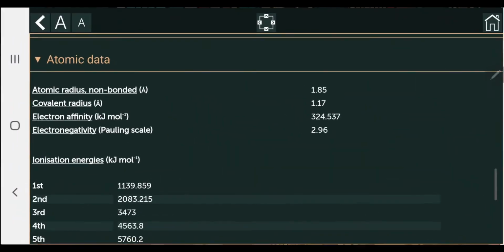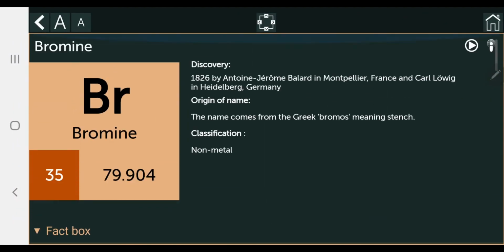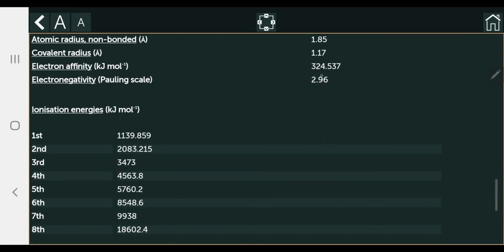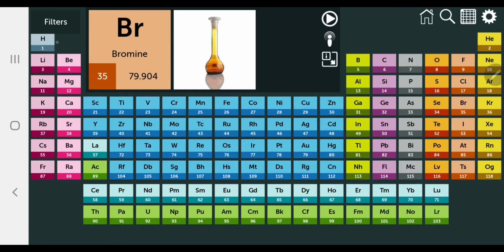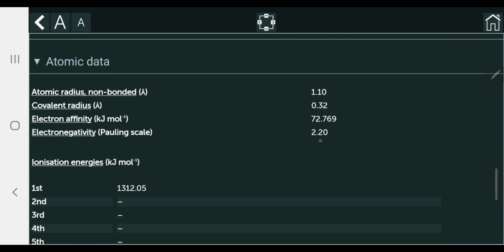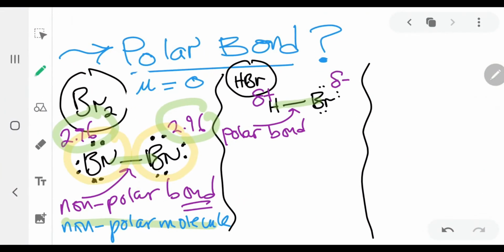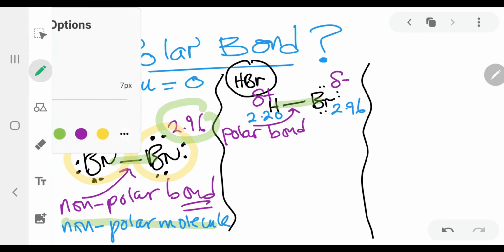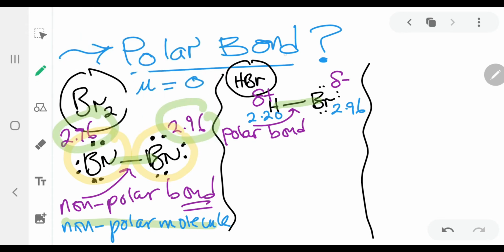So if you want to have a look at the real data, just now for bromine, the electronegativity is 2.96. What about H, the hydrogen atom? The electronegativity is about 2.20. So that's a difference over there. The electronegativity over here is 2.96, and that one is 2.20. So when you look at this data, you can identify that this is a polar bond, and then you show the polarity like this by using this arrow. You show that the electron density is more towards the more electronegative atom right over here.